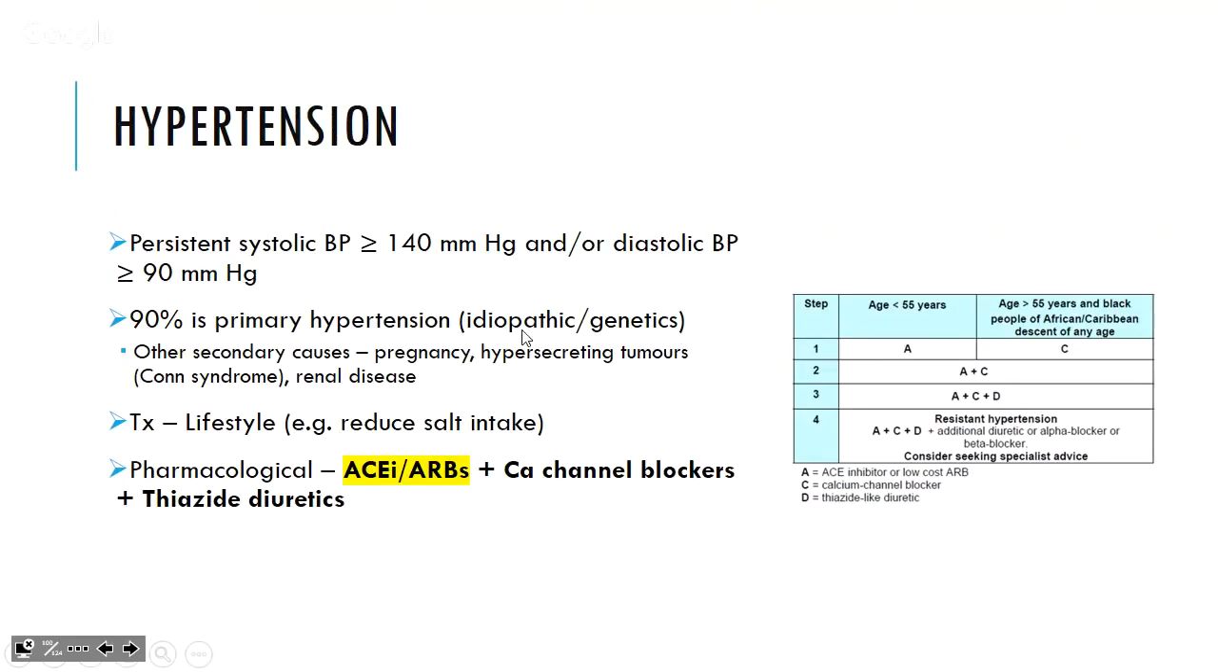So high blood pressure is when the blood pressure is over 140 systolic and 90 diastolic. Most high blood pressure is actually idiopathic, so we just don't know what's causing it. It's probably genetics. Then we have some other causes: 10% is secondary, so it could be from pregnancy or renal disease or Conn syndrome.